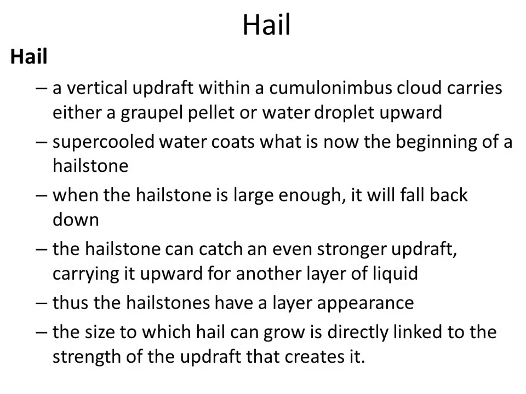Okay, so kind of separate from that is this idea of hail. Hail is one of the things that can come with severe weather. Severe weather, we may or may not get hail. And so our severe weather clouds are cumulonimbus clouds. So hail is going to fall from cumulonimbus clouds.